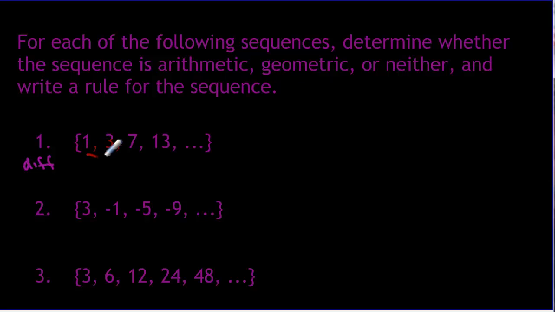So here the difference is +2. Here the difference is +4. Here the difference is +6. So it's not arithmetic. And if we look at the ratio to look for a common multiplier, here I'm going to take 3 divided by 1, so this is times 3. This would be times 7/3. So we have different numbers. So there's neither a common difference or a common ratio, so this sequence is neither geometric or arithmetic.